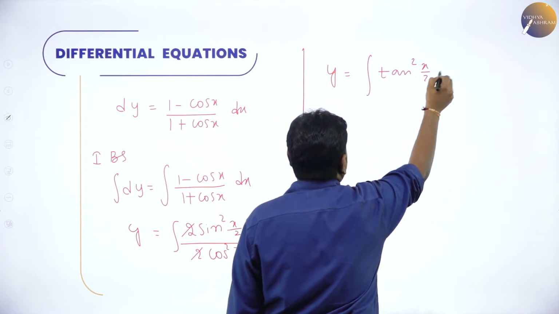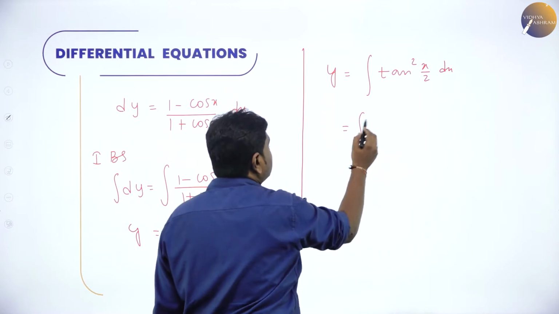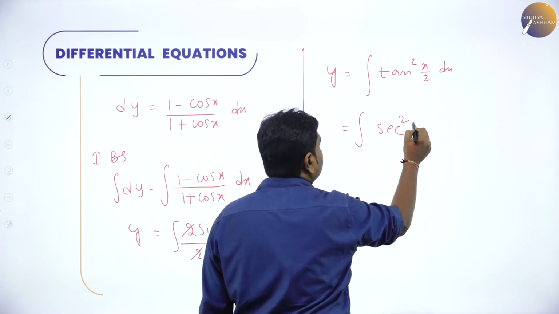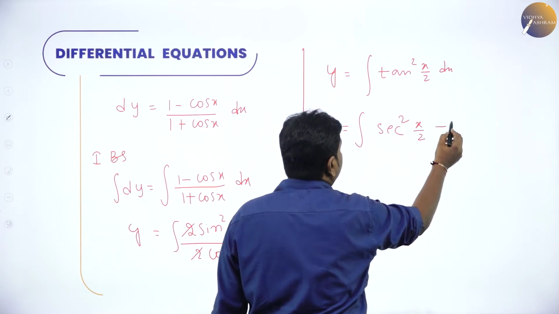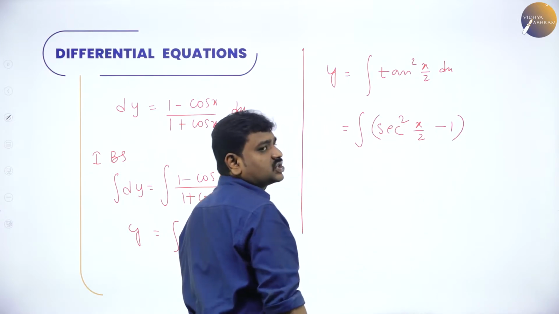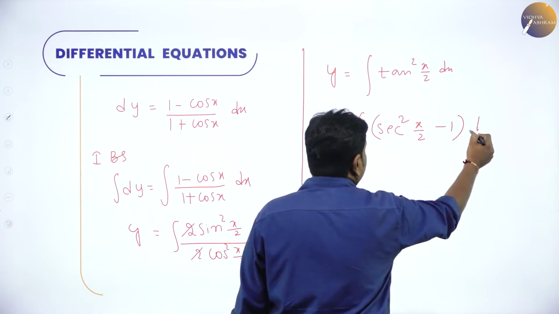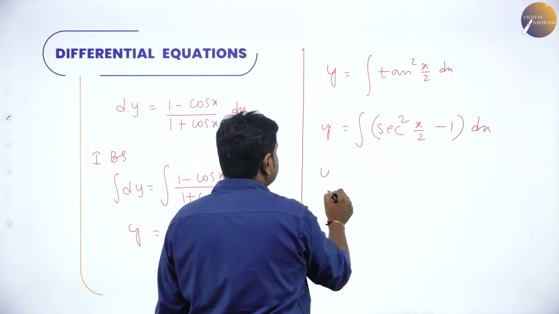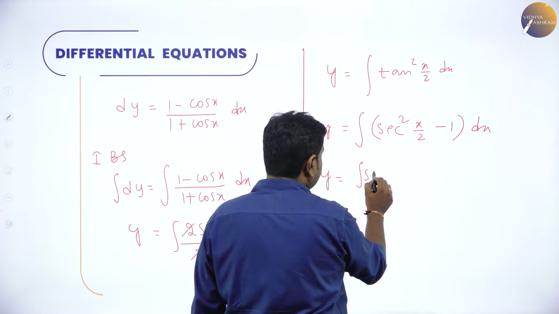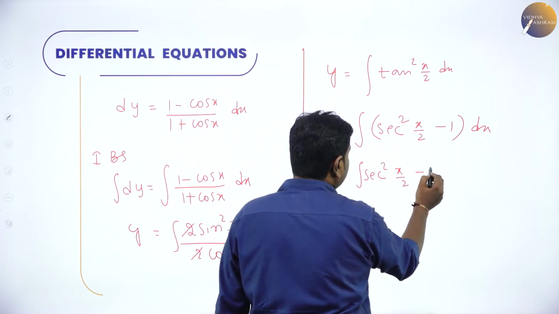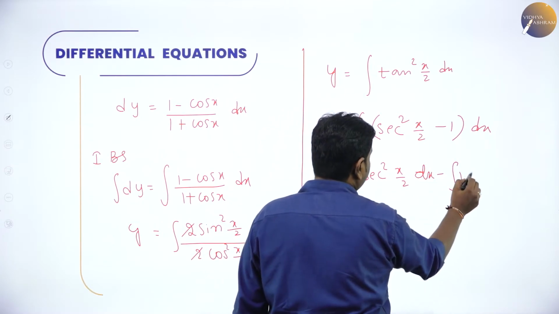You know tan square theta can be written as secant square theta minus 1. Can I write it as secant square x by 2 minus 1? All of you know 1 plus tan square theta is secant square theta. Tan square theta can be written as secant square theta minus 1. Now it is in integrable form. So y is equal to integration of secant square x by 2 dx minus integration of 1 dx.